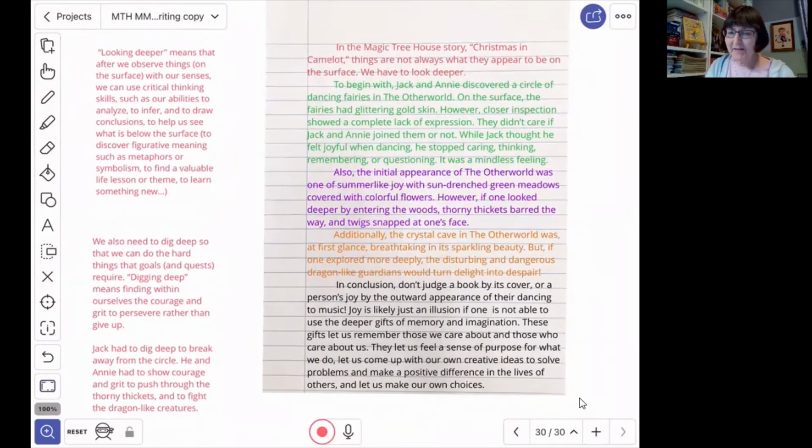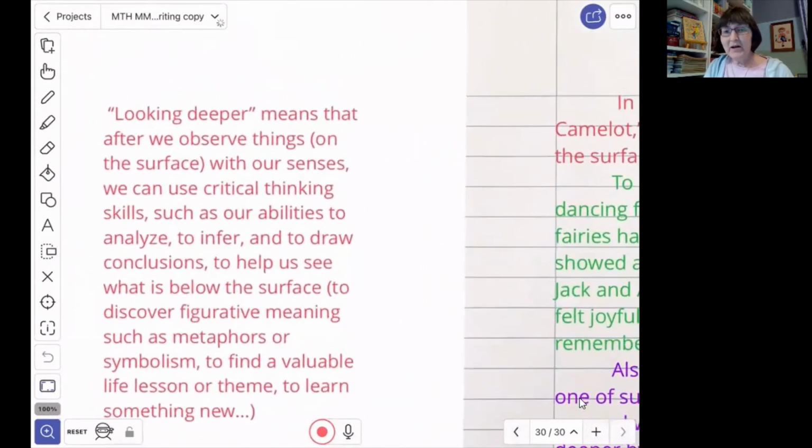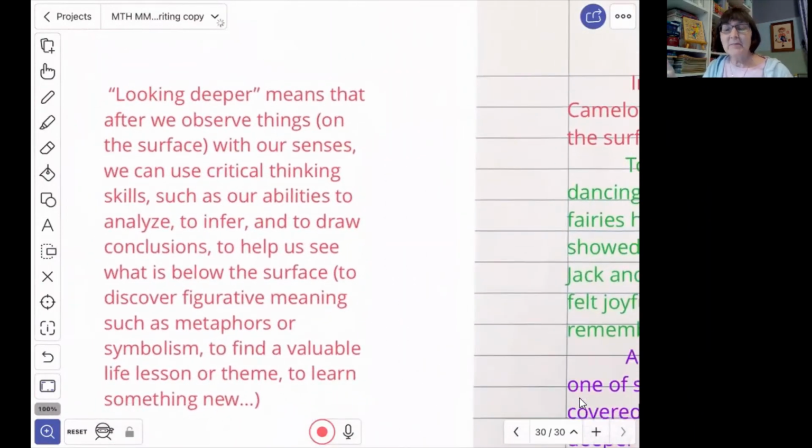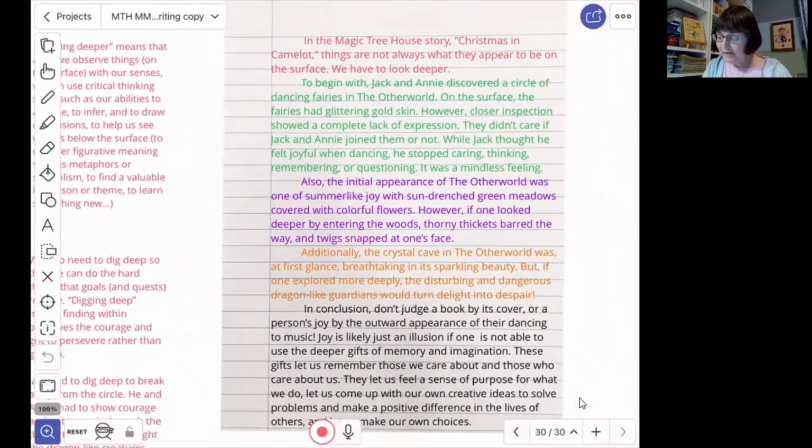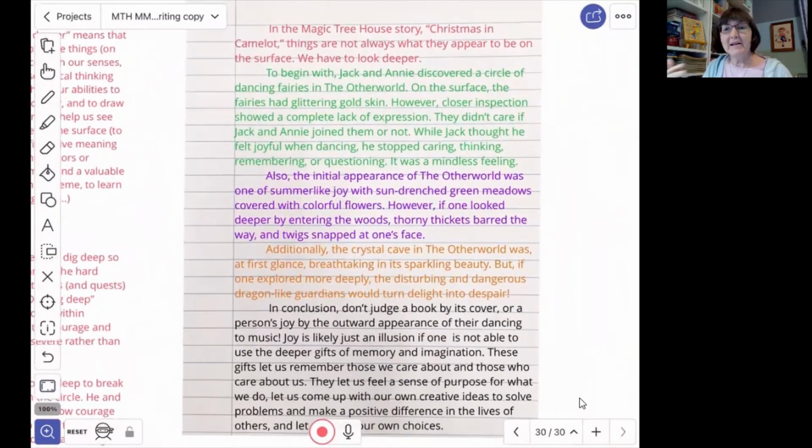And I also felt that I didn't want to get off too much here. I didn't want to get too off track talking about what does it mean to look deeper. I wanted to kind of focus my writing a little bit more on the story in the green, purple, and orange paragraphs, and then really move into talking about the theme in the concluding paragraph.